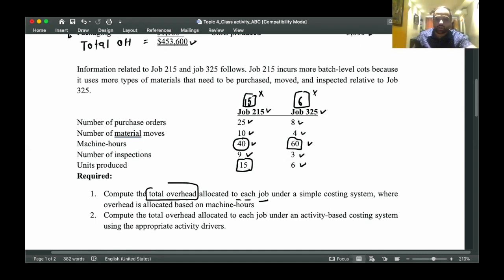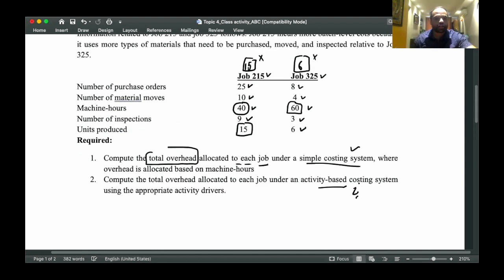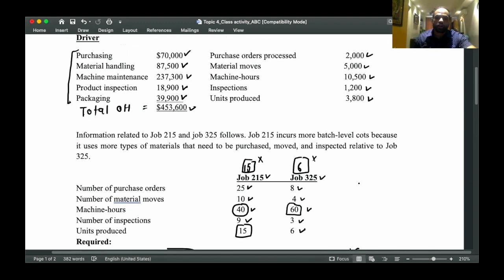So you have to calculate total overhead using traditional costing and activity-based costing. Activity, we do it later. So we do traditional costing first. Now I want you to calculate overhead cost for job 215 and job 325 using traditional costing. So do that now, everybody. Make sure everybody does that and gives me your answer. I will see who answers my question and who does not.